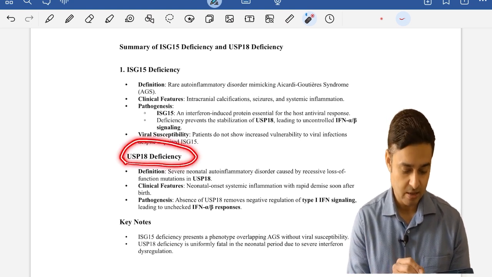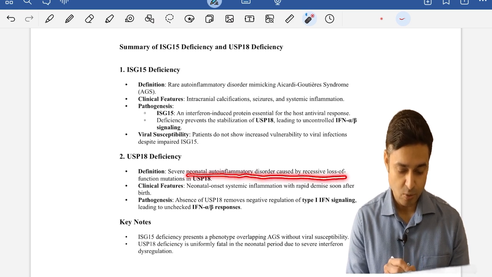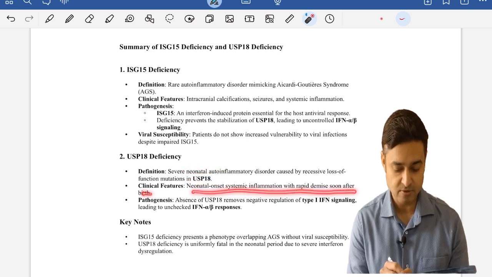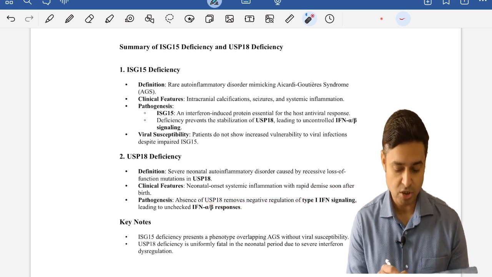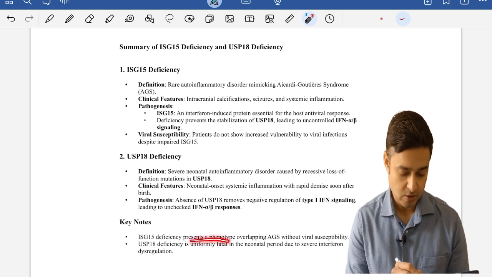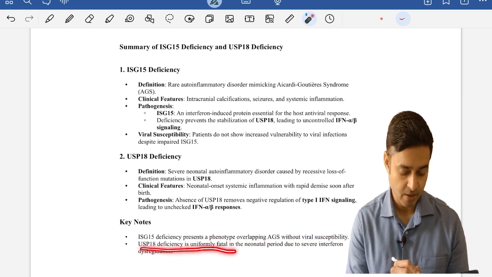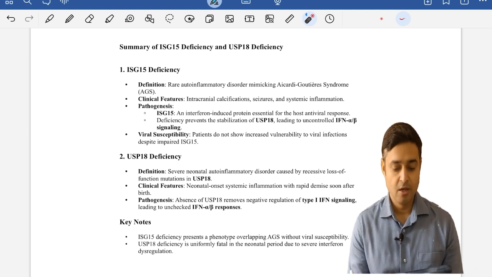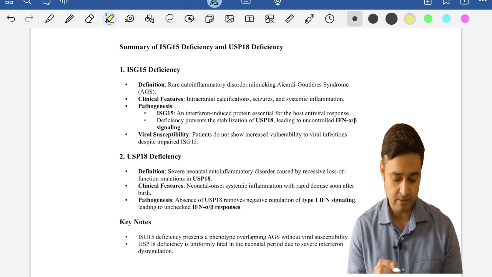It was about ISG15 deficiency, then USP18 deficiency. So this is actually a neonatal autoinflammatory disorder caused by recessive loss of function mutation of USP18. Clinical features: neonatal onset systemic inflammation with rapid demise soon after birth. Pathogenesis: absent USP18 removes negative regulation of interferon 1 signaling. Okay, so ISG15 deficiency presents a phenotype overlapping AGS without viral susceptibility, and USP18 deficiency is uniformly fatal in the neonatal period due to severe interferon dysregulation. Okay, so again this is very exhaustive, so we will mark some important things.